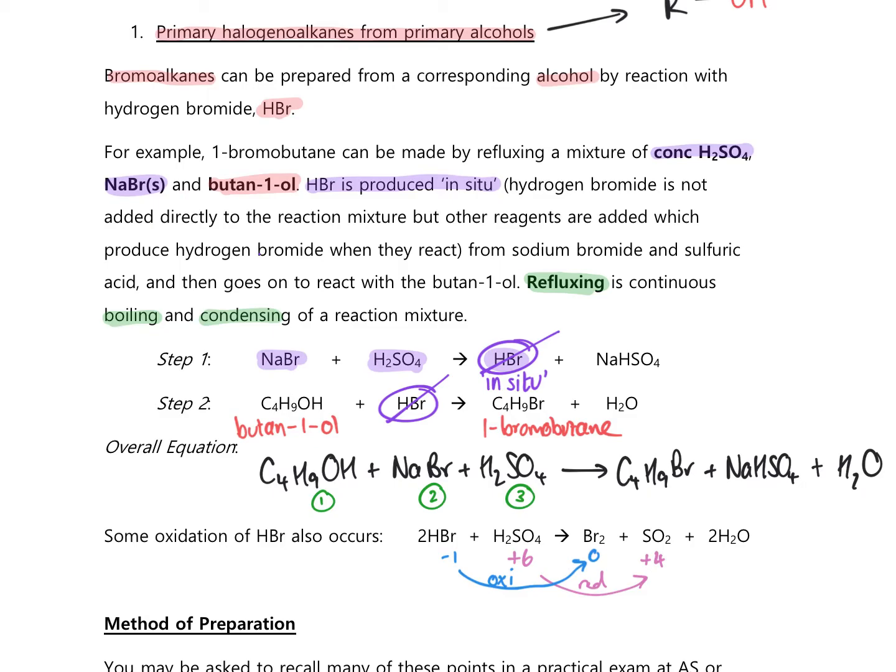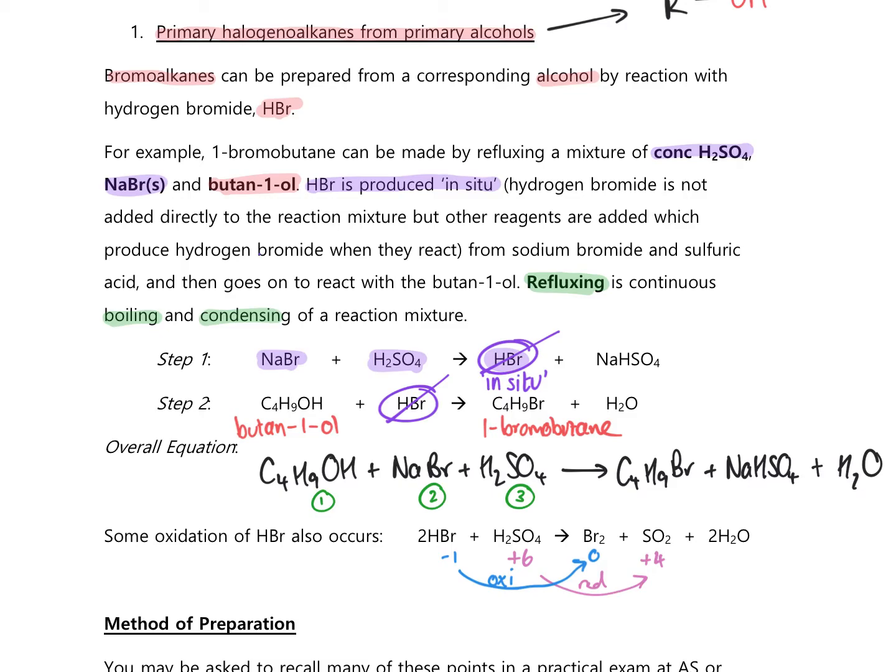But you don't need to worry too much about this side reaction, but do be aware that these products of this reaction can form, so bromine, sulfur dioxide and water. So that's why sometimes in this reaction, the reaction mixture turns, or you can see an orange colour. That will be because of your bromine. And you could see bubbles of gas being produced. That will be your sulfur dioxide.